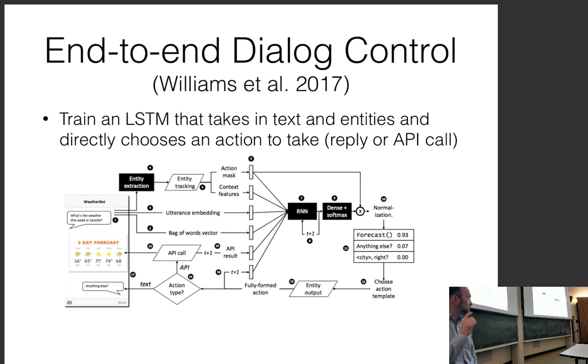So specifically, as I said before, they did this in the domain of smartphones, where you want to do smartphone control. They have this big semi-complicated pipeline where you do entity extraction, entity tracking, utterance embedding, bag of words embedding. You do an RNN. The most important thing here is the fact that you have predictions over not just output utterances, but also API calls like forecast, where forecast is a call to your weather forecasting app. And then they choose the action template.